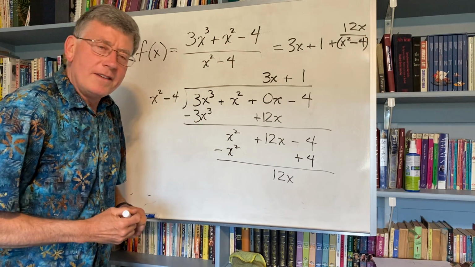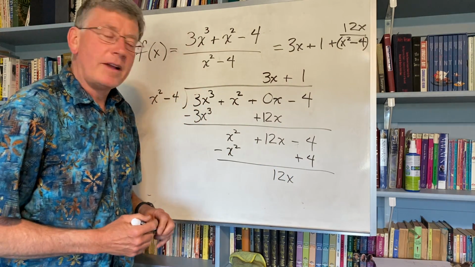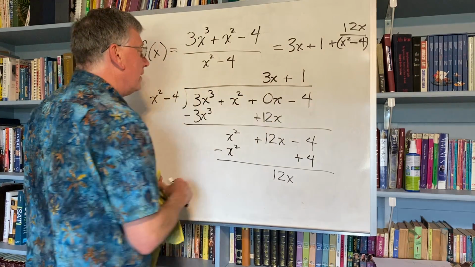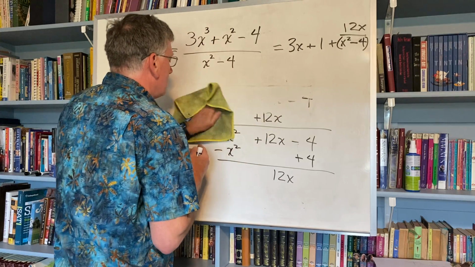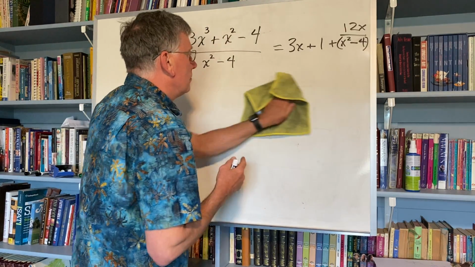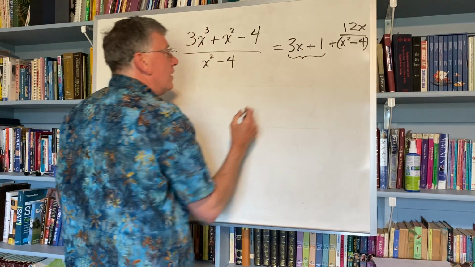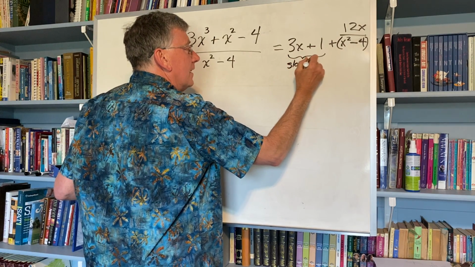I'm going to do some erasing, and I'm going to talk about what my slant asymptote is and what my vertical asymptotes are, all from this thing right here. This part right here is my slant asymptote. That's it.